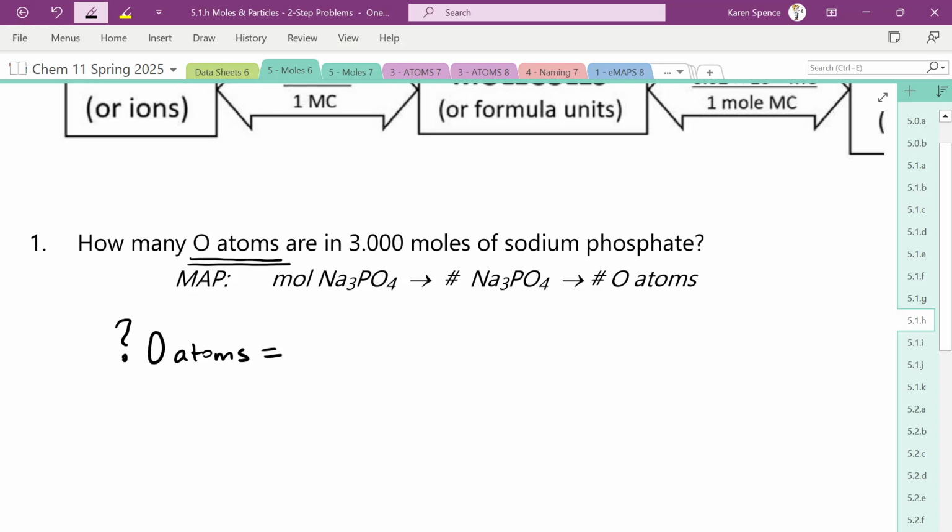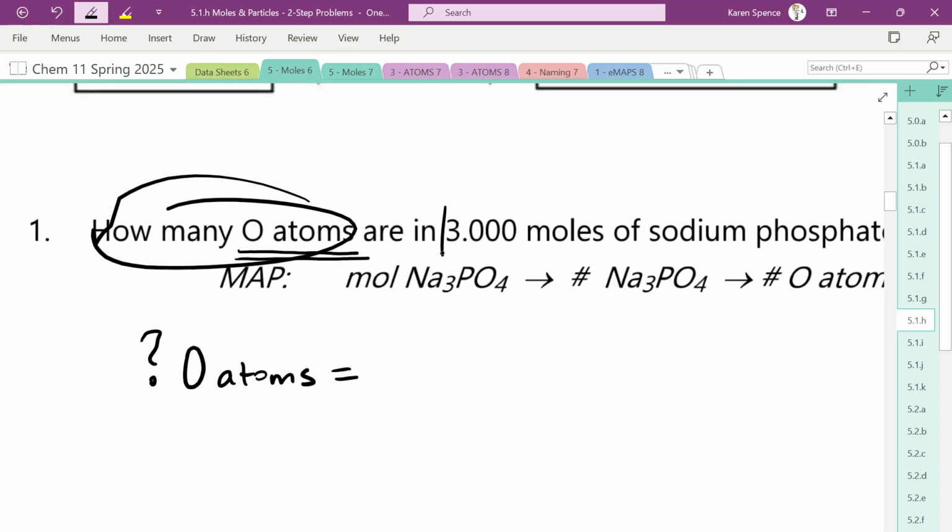So start your mathematical sentence with saying, what am I solving for? I'm solving for O atoms. What am I starting with? I'm starting with the number 3, and the 3 attaches to the unit moles. So we're starting with 3 moles.